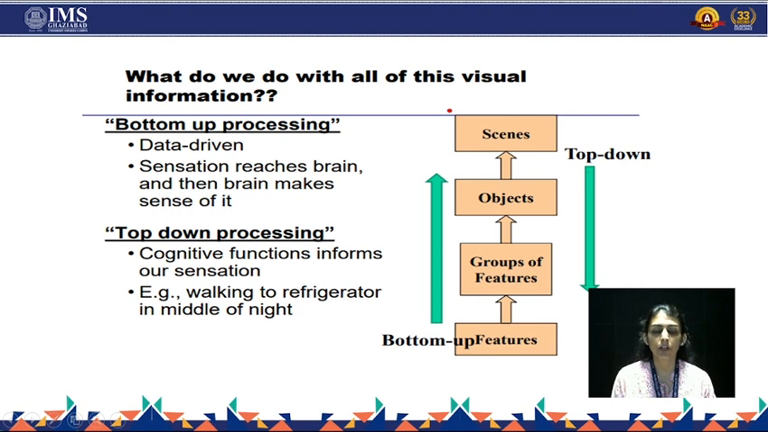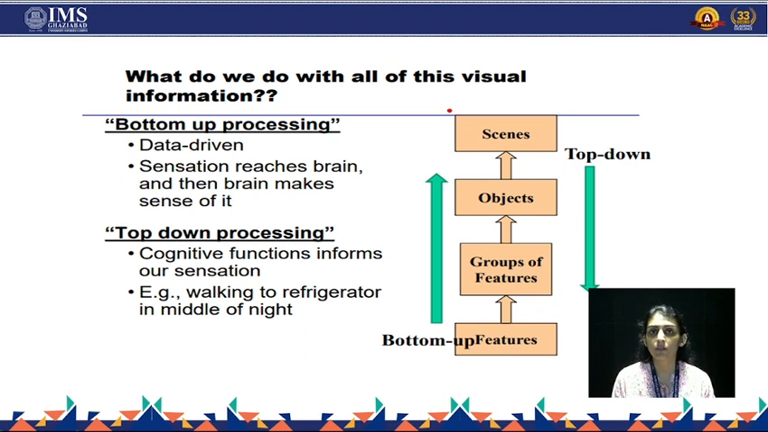The other is the top-down approach. In the top-down approach, first the brain takes some decisions, and after taking the decision, it sends the message to the body parts, and then the parts work accordingly. In the top-down processing, an example is walking to the refrigerator in the middle of the night. That means first the brain decided that it has to move up to the refrigerator, and then the command was given to the legs to move up to the refrigerator.